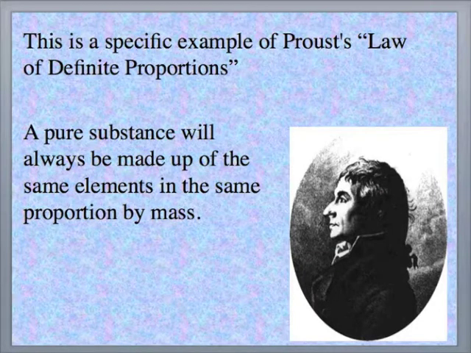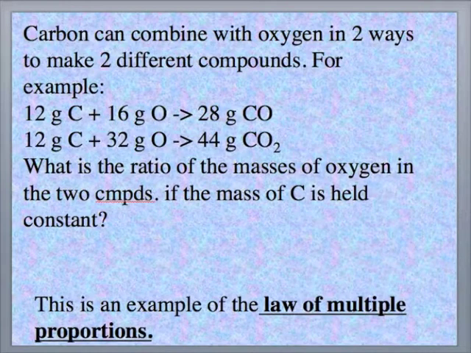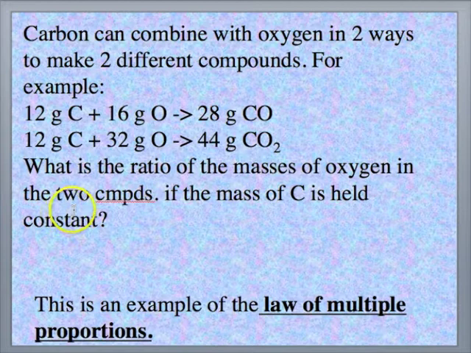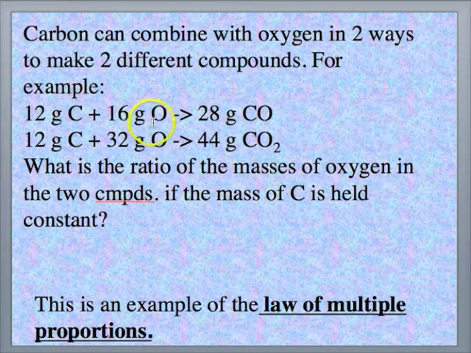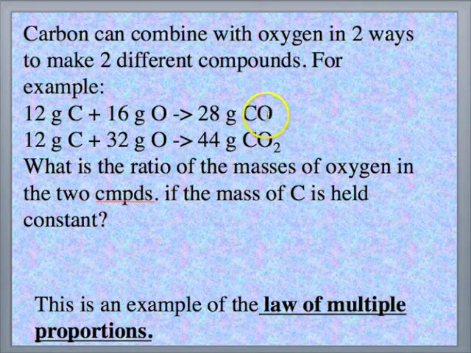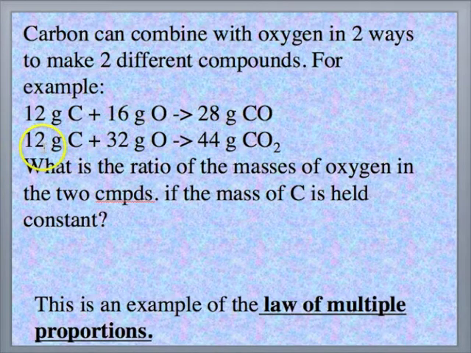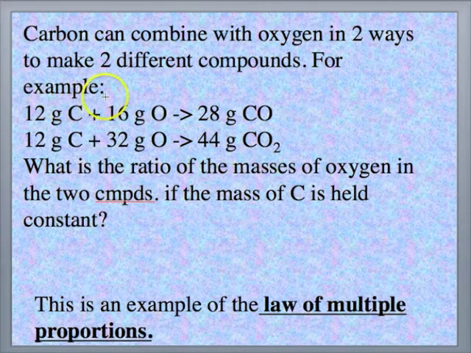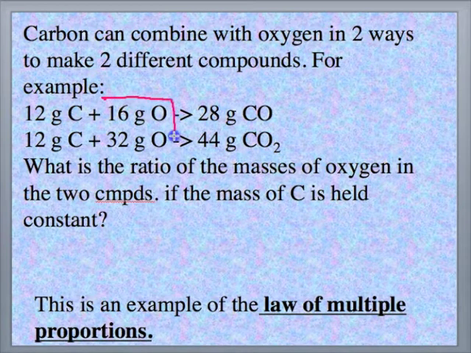There's one more major law in chemistry, and that is the observation that carbon can combine with oxygen in two ways to make two different compounds. For example, you can have 12 grams of carbon react with 16 grams of oxygen to make 28 grams of carbon monoxide. That's the very toxic gas resulting from incomplete combustion of carbon. Or you can have 12 grams of carbon reacting with 32 grams of oxygen to get 44 grams of carbon dioxide.